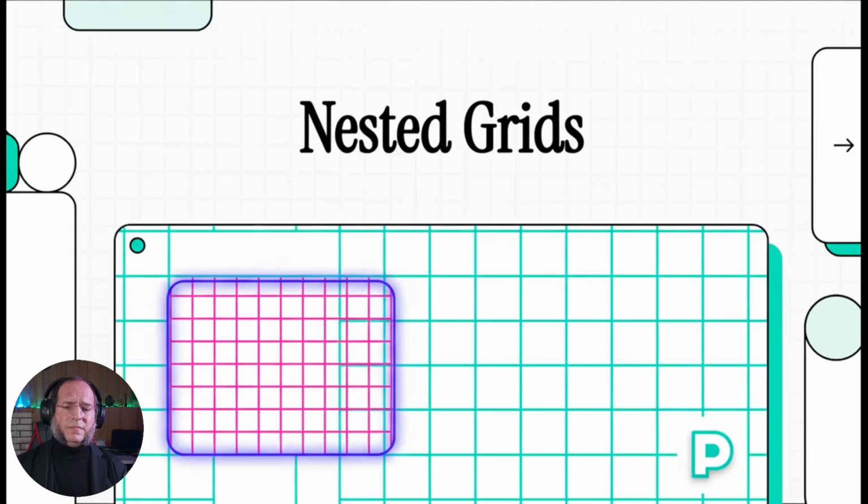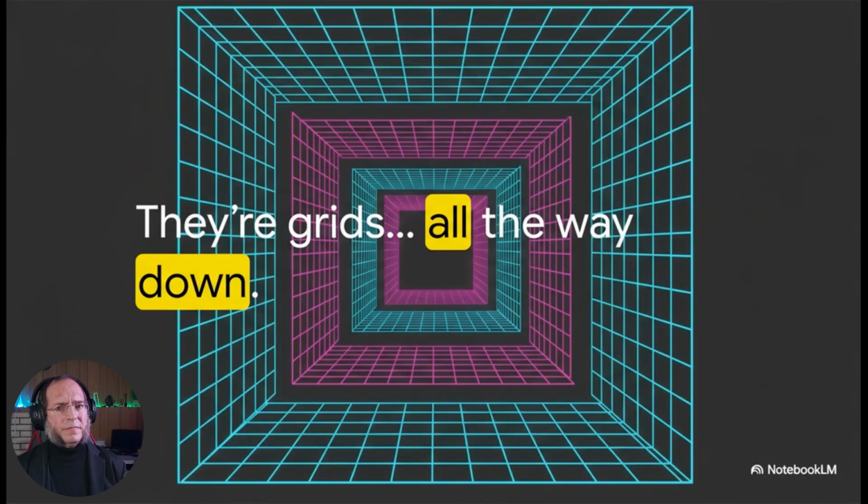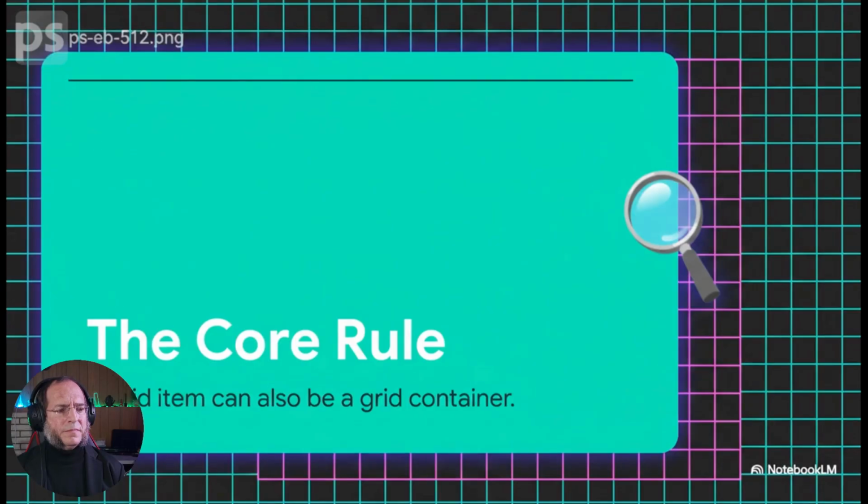All right, let's get something straight about how real web layouts are actually built. Spoiler alert, they're not one single grid. Nope, not even close. They're grids, all the way down. I mean, pages have structure, sections have structure, even tiny components have their own structure. And here's the one rule that makes it all work. A grid item can also be a grid container.